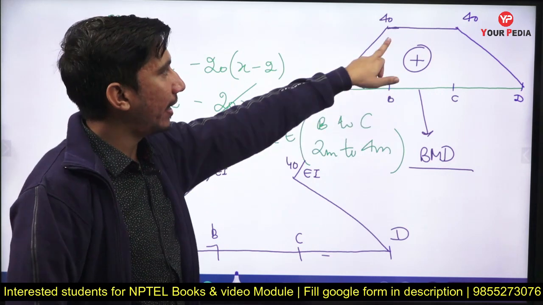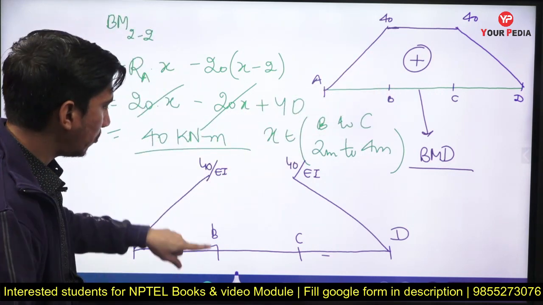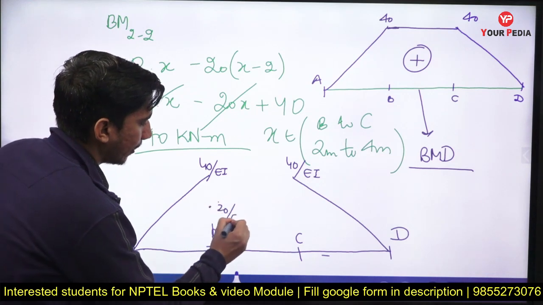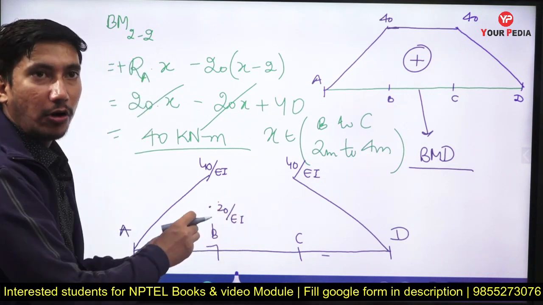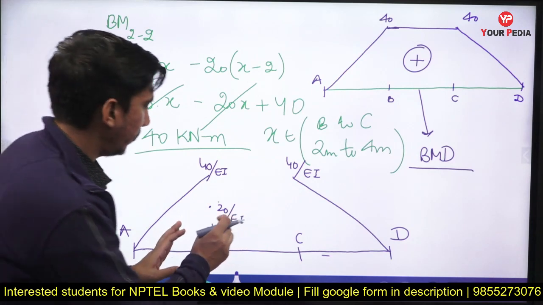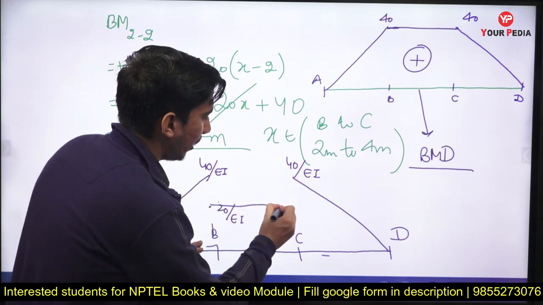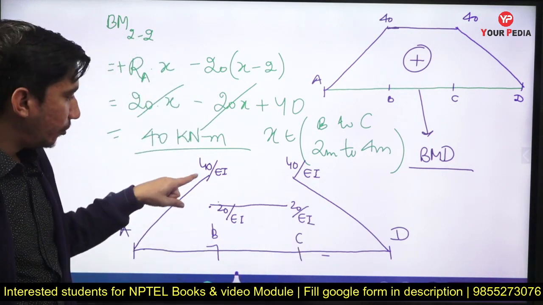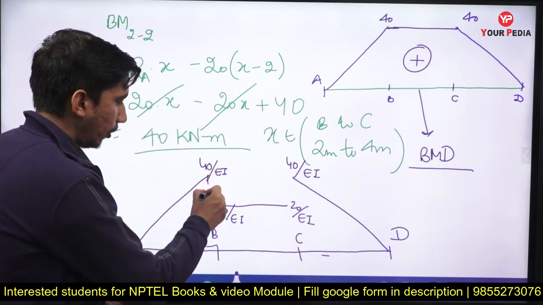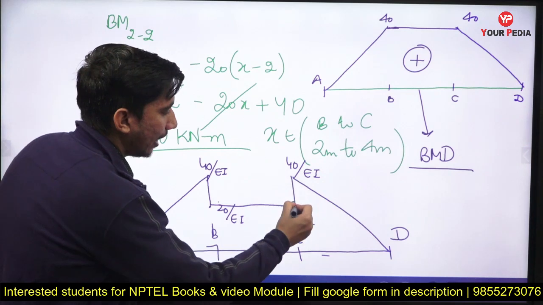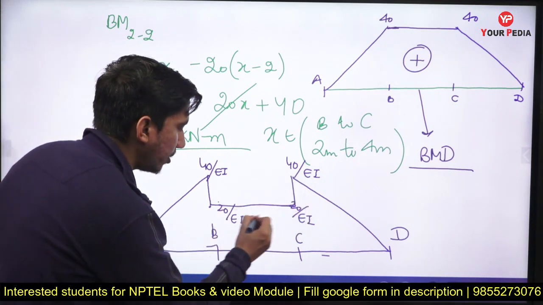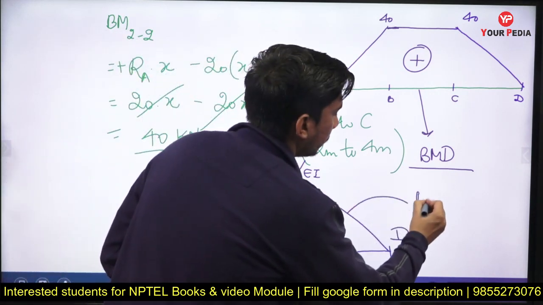So here the bending moment was 40. What will be the bending moment at point B? Now, what will be the ordinate? The ordinate of the M upon EI diagram at this point will be 20 by EI. This will remain constant, here also 20 upon EI. Now I have to join these points, and there will be a drop at point B and point C, as you can see. So this is my M upon EI diagram, the positive M upon EI diagram for this particular beam.